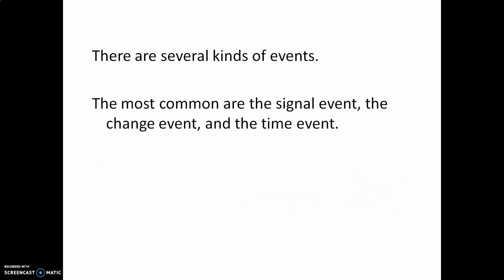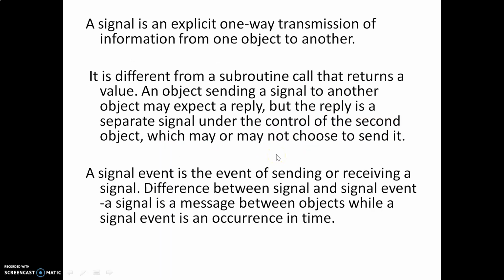There are several kinds of events, right? The most common are the signal event, the change event, and the time event, right? So let us see what we mean by signal event, what we mean by change event, and what we mean by time event. So starting with signal event, we need to know what you mean by a signal, right? A signal is an explicit one-way transmission of information from one object to another, right?